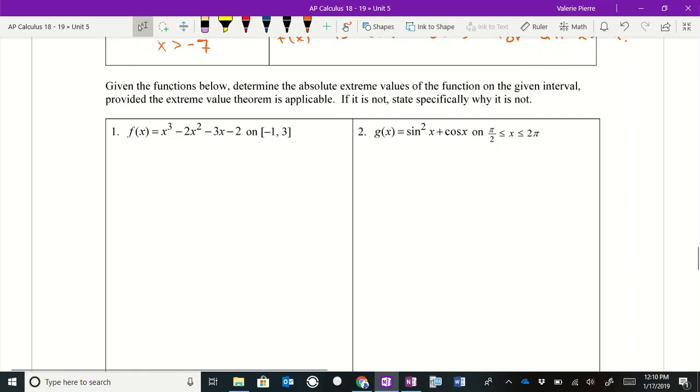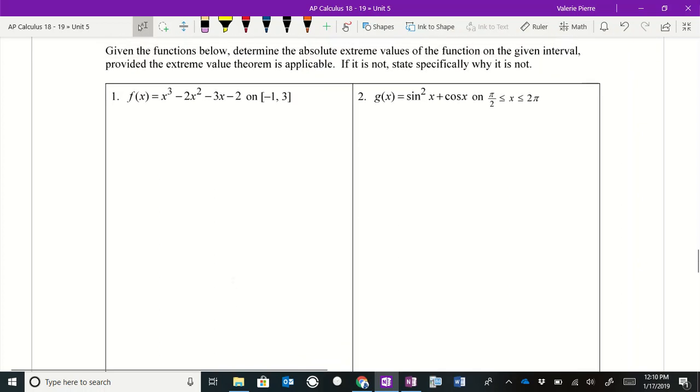So now we're going to do a few example problems. Given the functions below, we want to determine the absolute extreme values of the function on the given interval, provided the extreme value theorem is applicable. If it is not, state specifically why it is not.